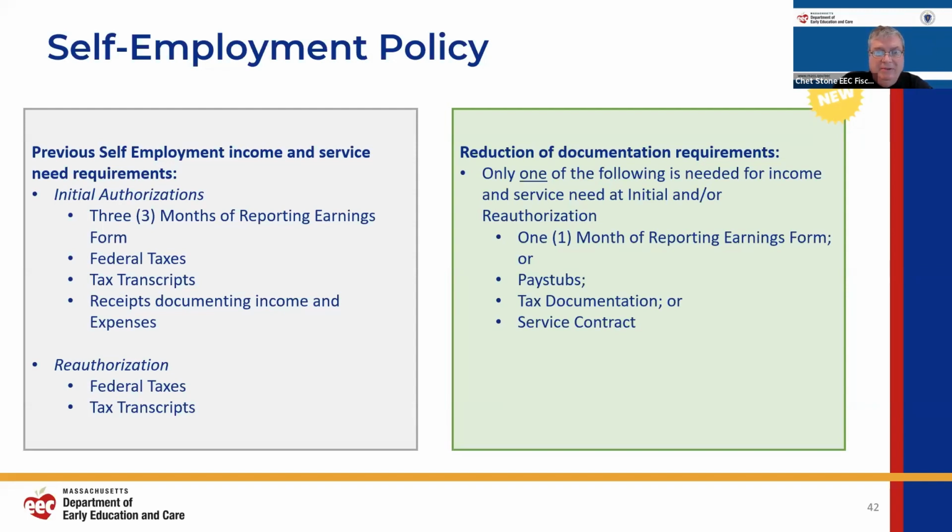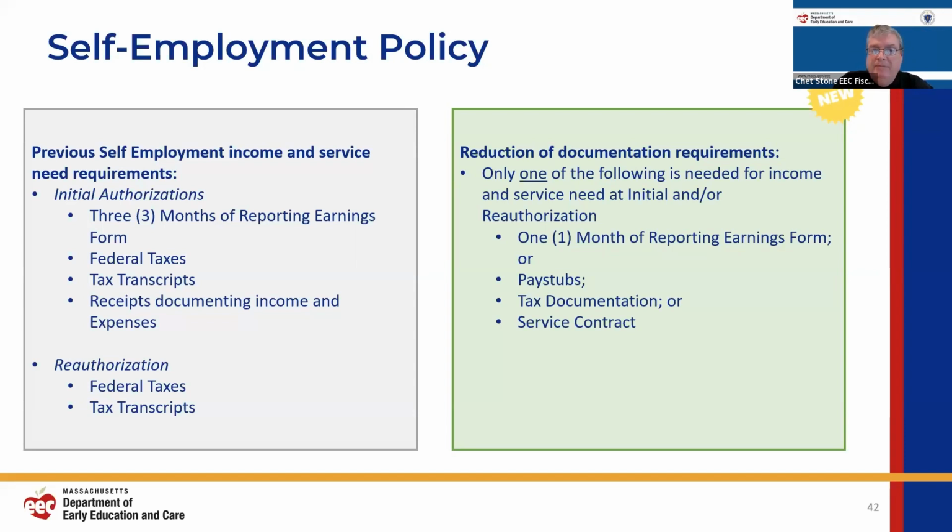Starting today, if somebody walks into your program and has self-employment as their income, this is how we're going to do it. The key thing is a big reduction of the documentation requirements, and this is what you're going to like. First off, only one of the following is needed for income and service need at initial and reauthorization. You only have to complete 1 month of the reporting earnings forms, going back within a 26-week time period. So any time within that 26 weeks, complete 1 month of the form.